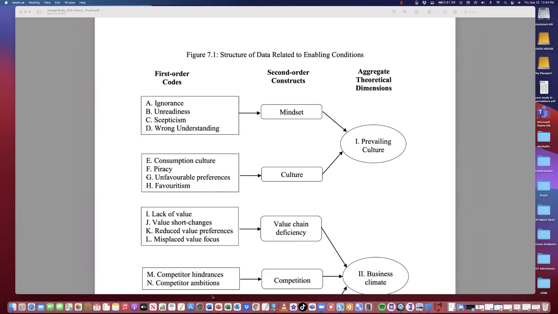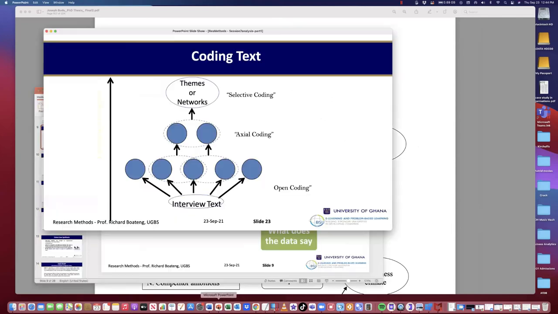Okay, now let me show you something right now. What is the difference between these two? It's not the same thing.